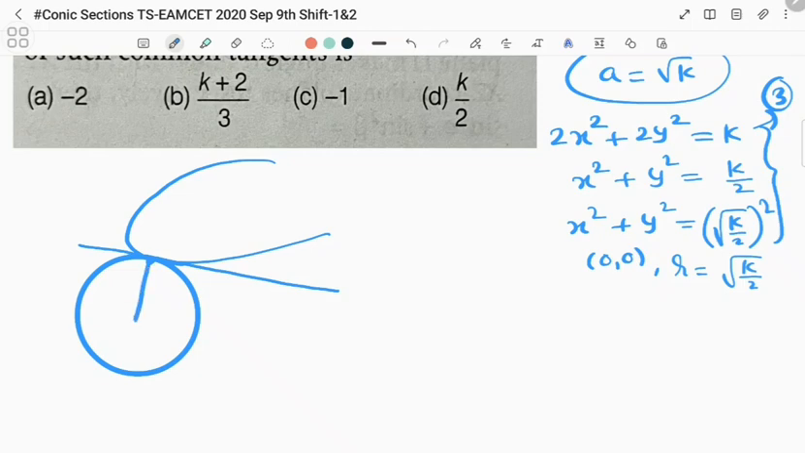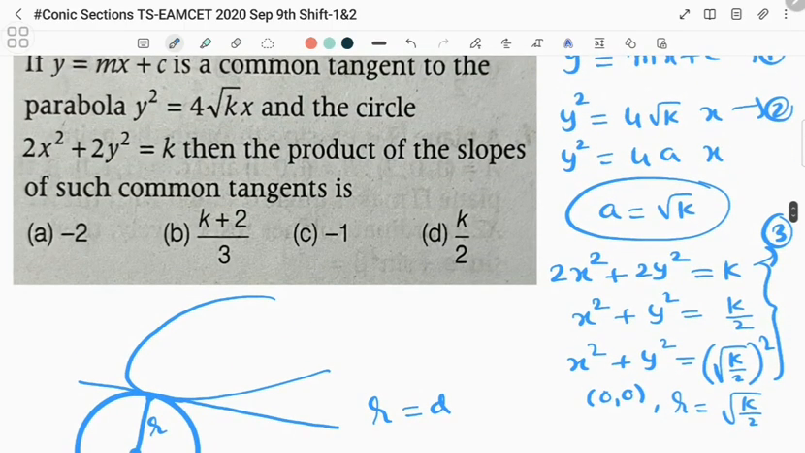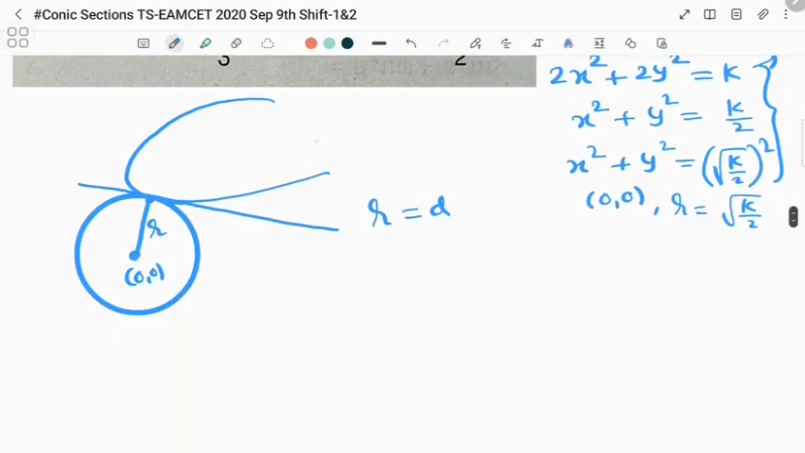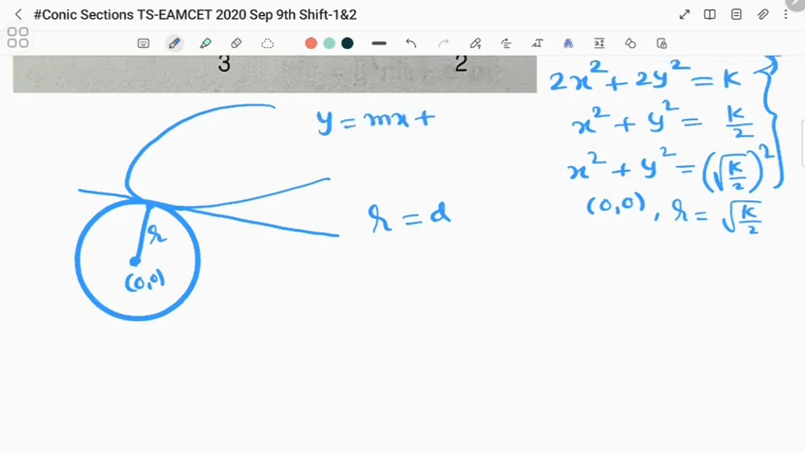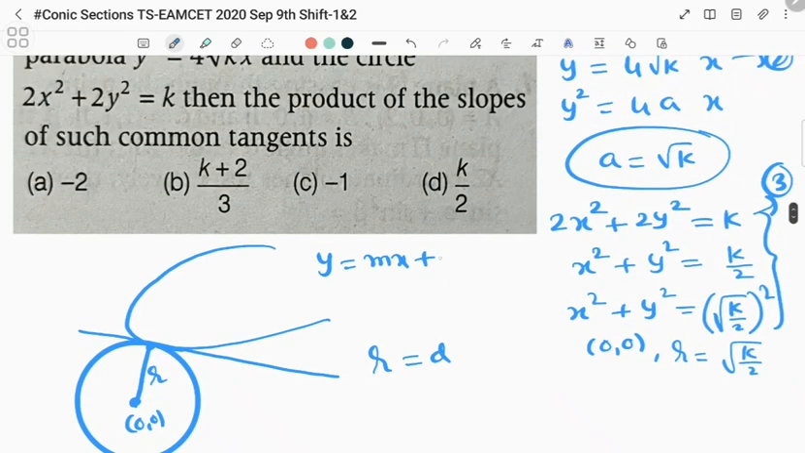So radius is equal to the perpendicular distance from the center of the circle to the line. So r is equal to d. So the line, what is the equation of tangent? y is equal to mx plus a by m. What is a here? a value is root k, and by m value is m only. So if you simplify this, m square x minus my plus root k equal to 0.